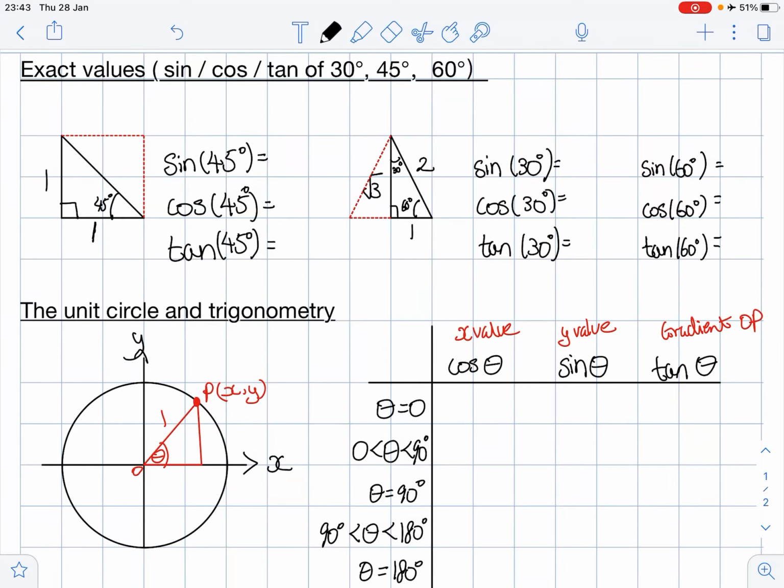Hello everyone, today we're going to look at the exact values of cos, sine and tan of 30 degrees, 45 degrees and 60 degrees. So I know we can type this into our calculator to find the result, but in the exam they might ask you to derive those results. So how are we going to find sine 45, cos 45 and tan 45?